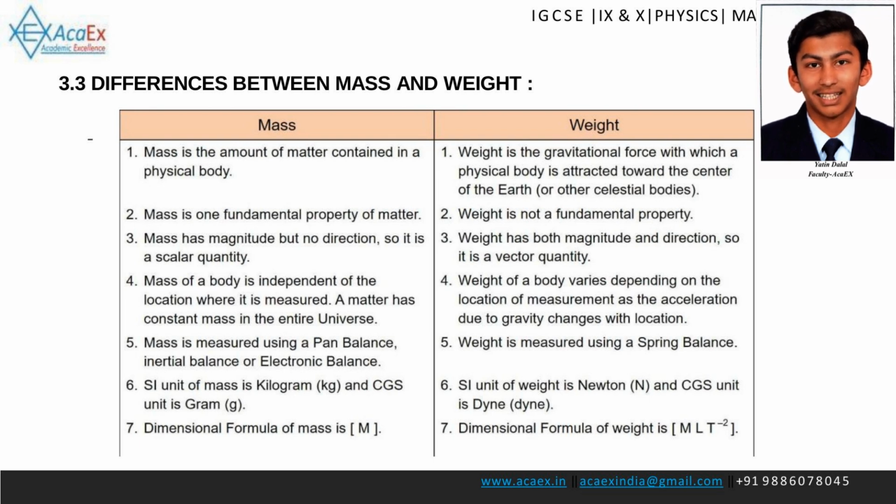Weight is the gravitational force attracting a body toward the center of the Earth or other celestial bodies. Weight is not a fundamental property. Weight has both magnitude and direction, so it is a vector quantity. The weight of a body varies depending on its location because the acceleration due to gravity changes with location. Weight is measured using a spring balance. The SI unit of weight is the Newton, N. The dimensional formula of weight is MLT^-2.